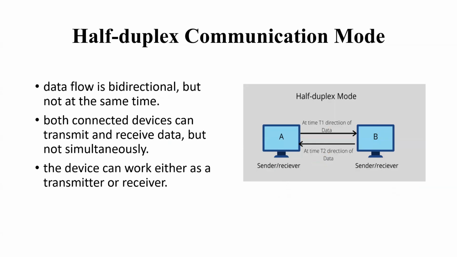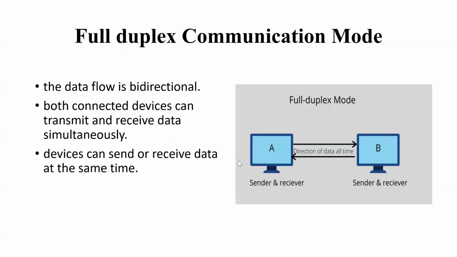Now, moving forward, let's talk about how the full duplex mode of communication works. In the full duplex mode of communication, as you can see here, again we have two devices A and B. In this case, the flow of data is bidirectional, which is the same as what we had in the previous case of half duplex communication. But the difference is that in full duplex mode, both these devices can send as well as receive data at the same point of time. Device A will be acting as the sender as well as a receiver. Same is the case with device B, which can act as the sender as well as the receiver.